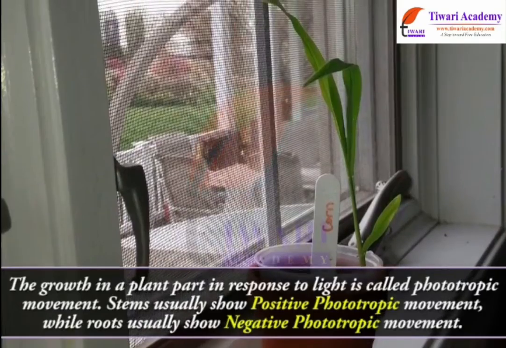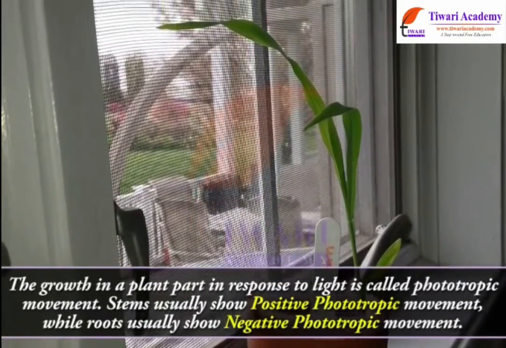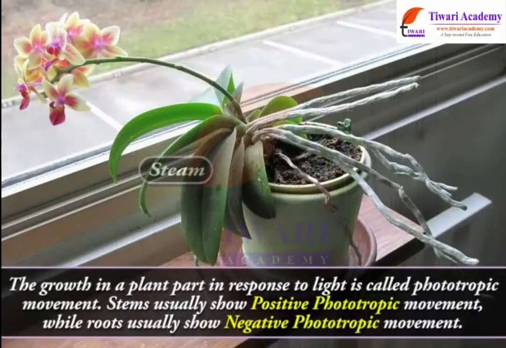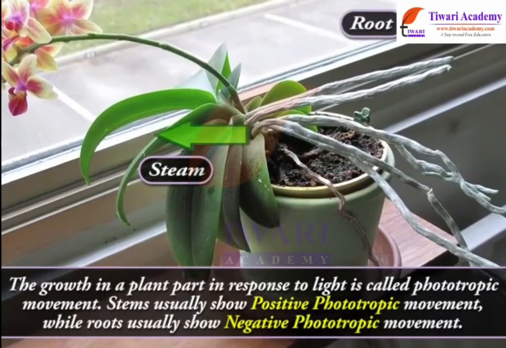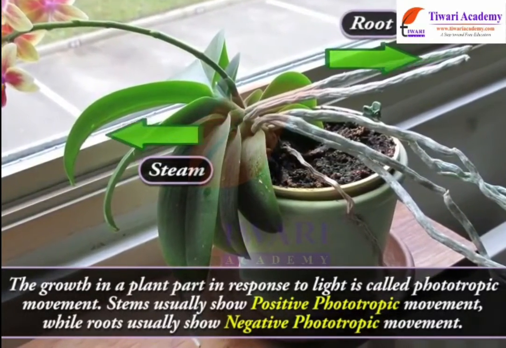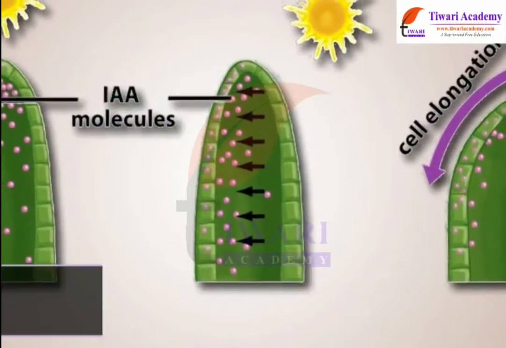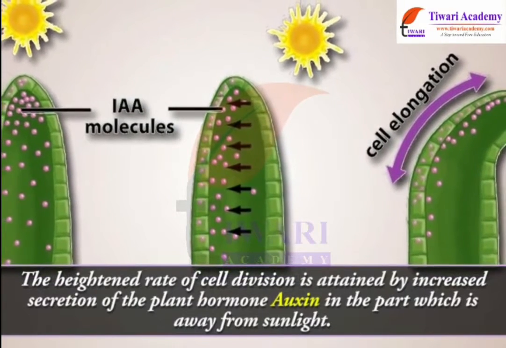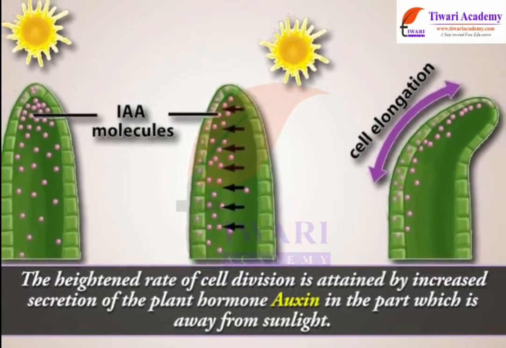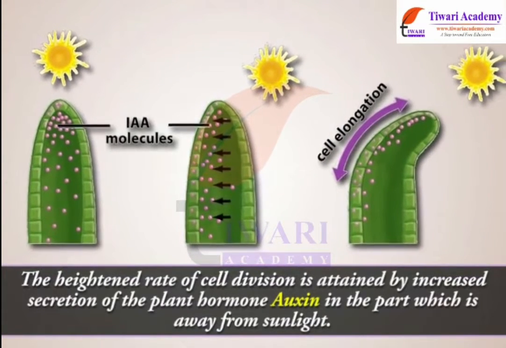The growth in a plant part in response to light is called phototropic movement. Stems usually show positive phototropic movement, while roots usually show negative phototropic movement. The heightened rate of cell division is attained by increased secretion of the plant hormone auxin in the part which is away from sunlight.